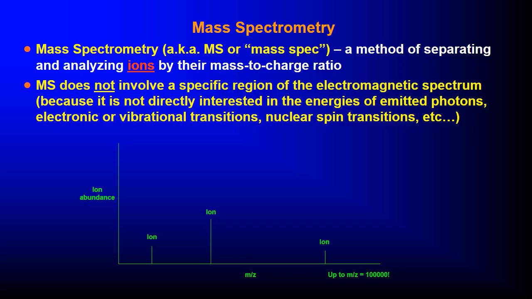Mass spectrometry does not involve a specific region of the electromagnetic spectrum because it is not directly interested in the energies of emitted photons, electronic or vibrational transitions, nuclear spin transitions, etc. So you can see here that these are how ions are separated in gaseous state. So we are only interested in the abundance. What we've just said, that mass to charge ratio.